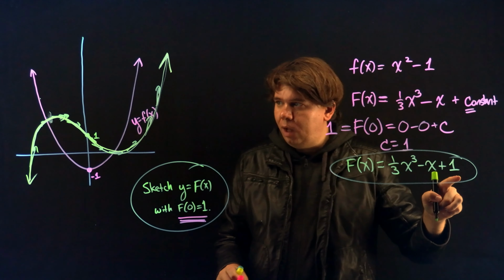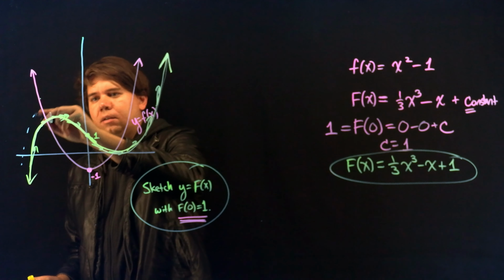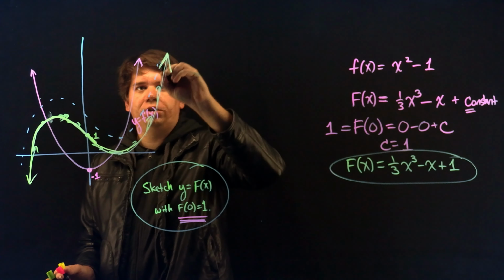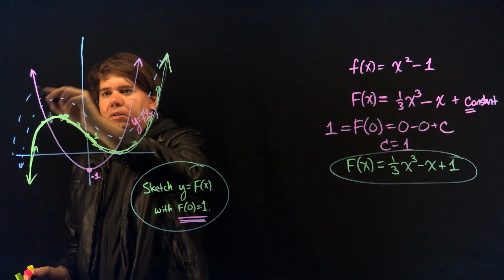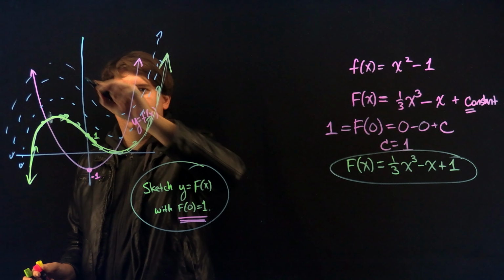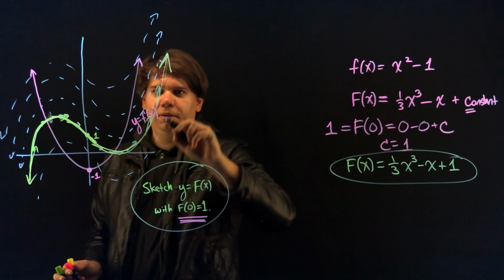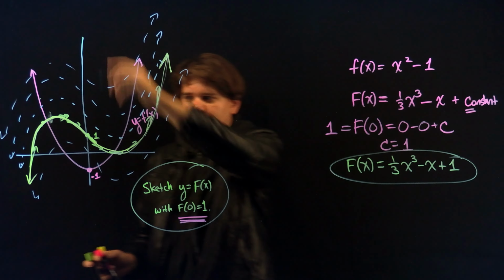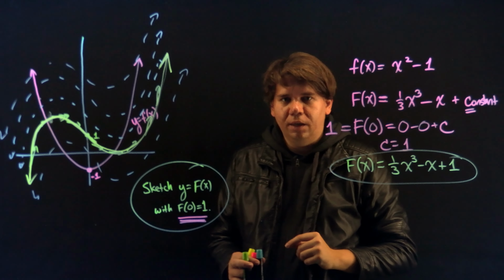If instead of plus 1, I had a plus 2 or a plus 3, I would just be getting the corresponding graph shifted up. No longer passing through the point 0, 1, it would pass through a different point. So there are infinitely many graphs of the various antiderivatives that correspond to the different constants. It's just this condition is pinning down one of them.